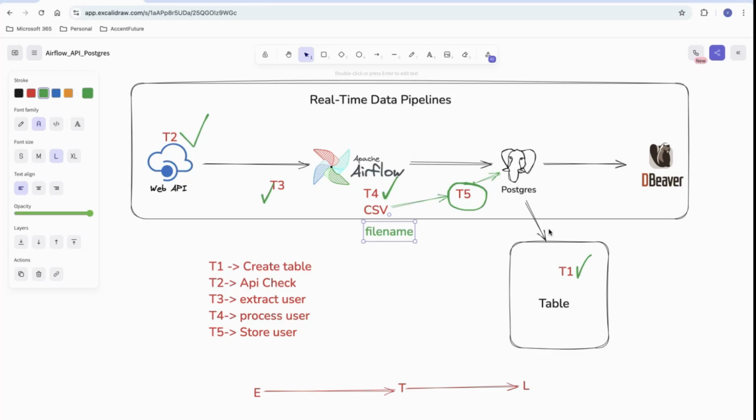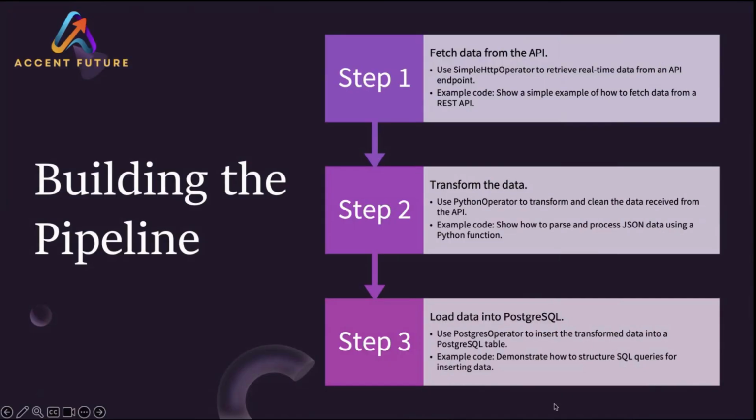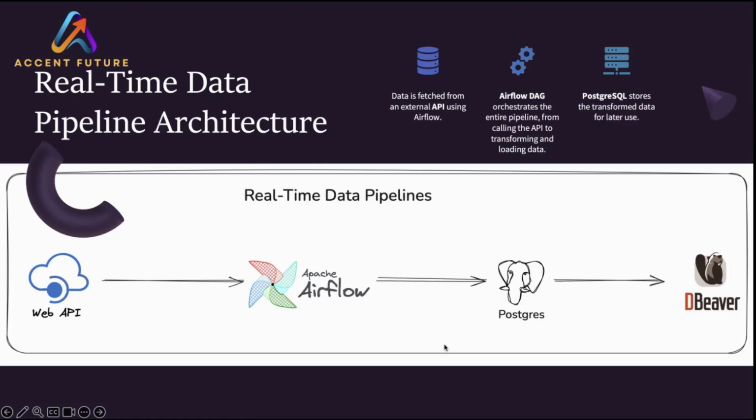Only the change is the connection details. Right now we are playing with our local connections. In real time, you're going to use your client connections. So that is what we have in this workshop. As part of the workshop, we have covered it very well. Step one, fetching from the API: using a sensor we retrieve the data, and using an operator we pull the data. Step two, we transform, and step three, we load it into Postgres. So as we defined in the workshop architecture, every step we have completed.